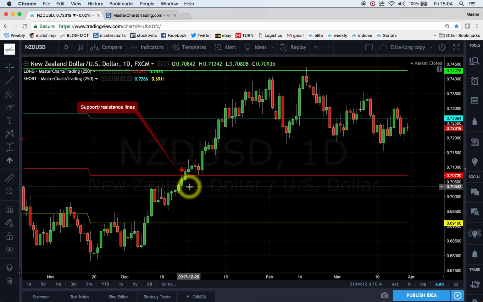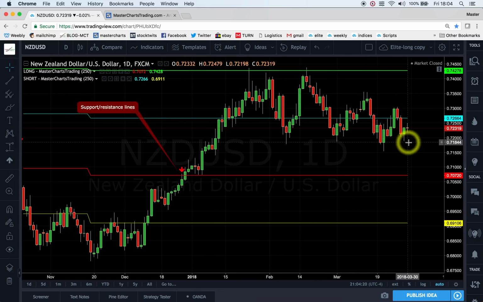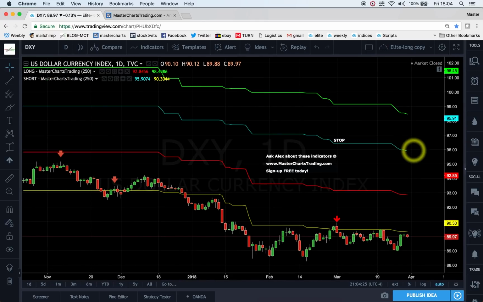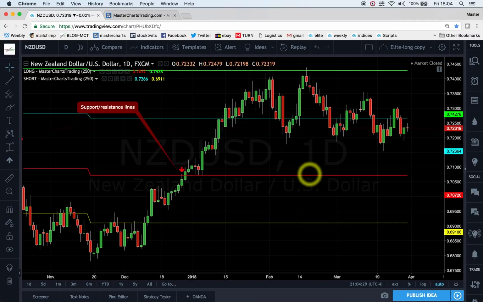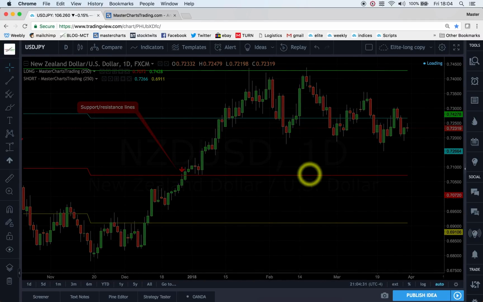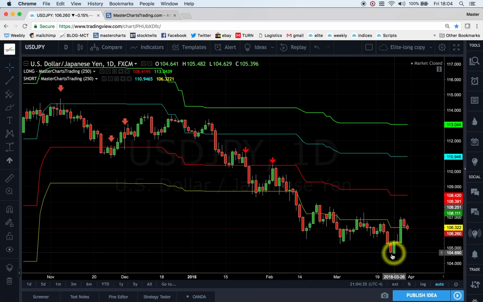Notice that it doesn't work all the time, obviously. For example, if you shorted here, then you would have lost. So for now, this is a bullish chart. But I think if the entire dollar complex turns around and starts gaining, then New Zealand dollar will absolutely follow. US dollar versus Japanese yen. Fresh lows, so Japanese yen is winning this battle.